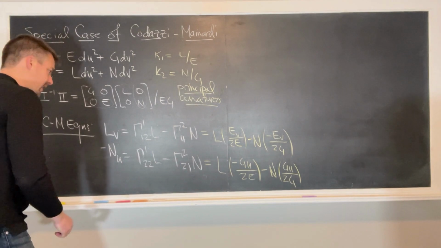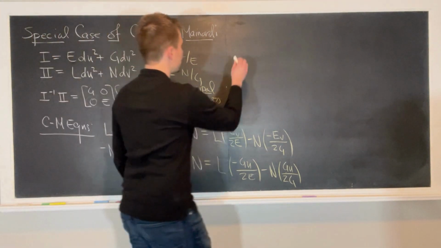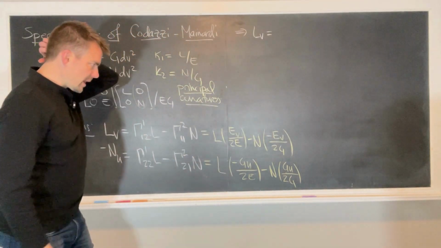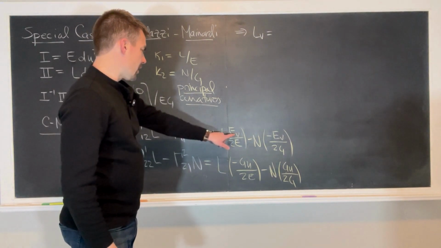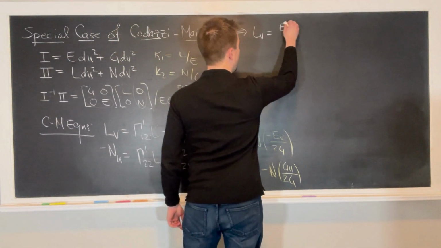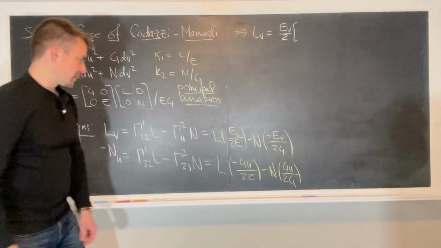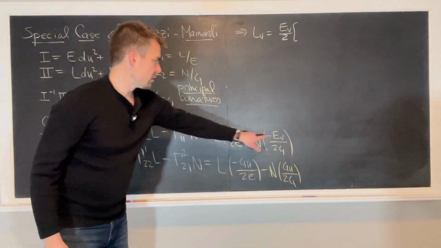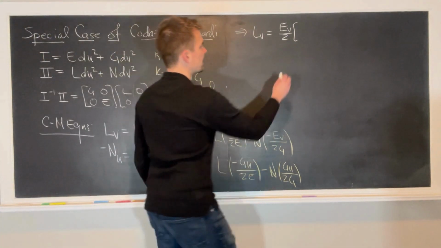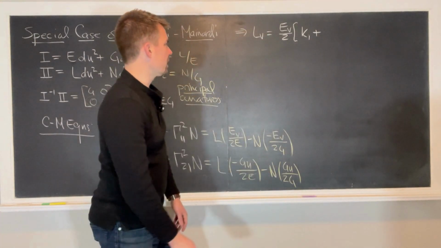And so now we get this simplification. Of course, what's going to happen is I'm going to factor out. So this implies that L_v is going to be what? If I pull out an E_v over 2, what will happen over here? I'll have an L over E over here, but L over E is kappa 1. That's going to be a kappa 1, plus N over G over here, that's going to be a kappa 2.